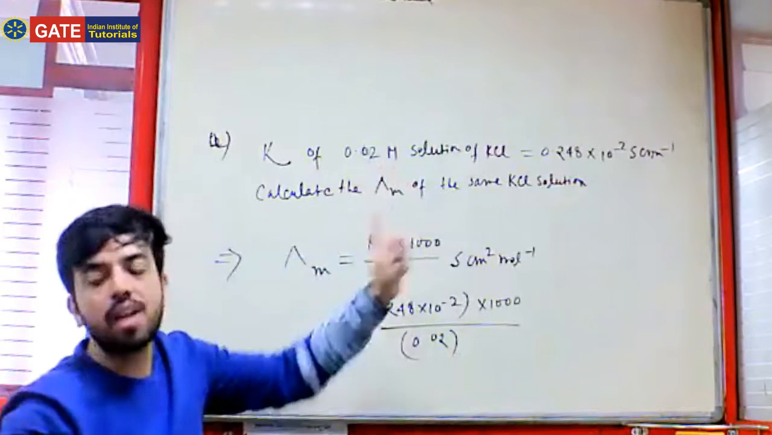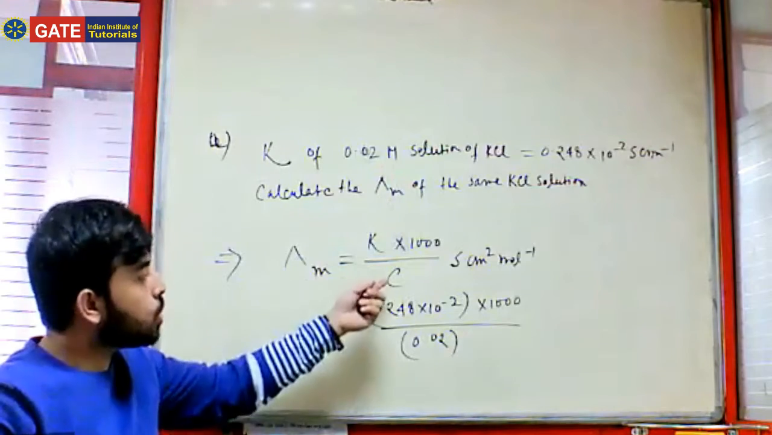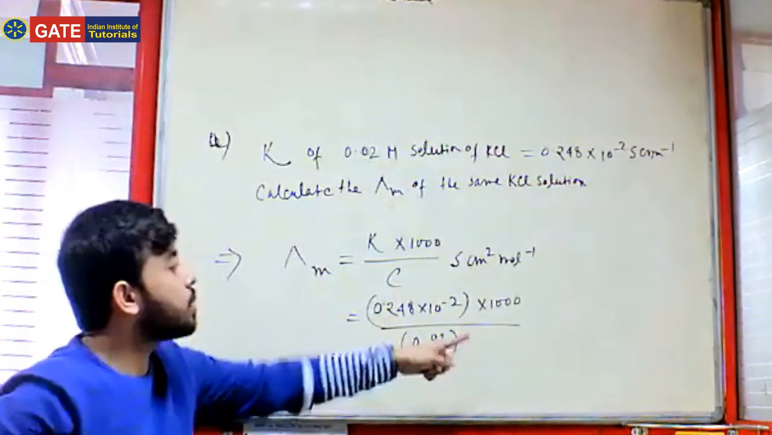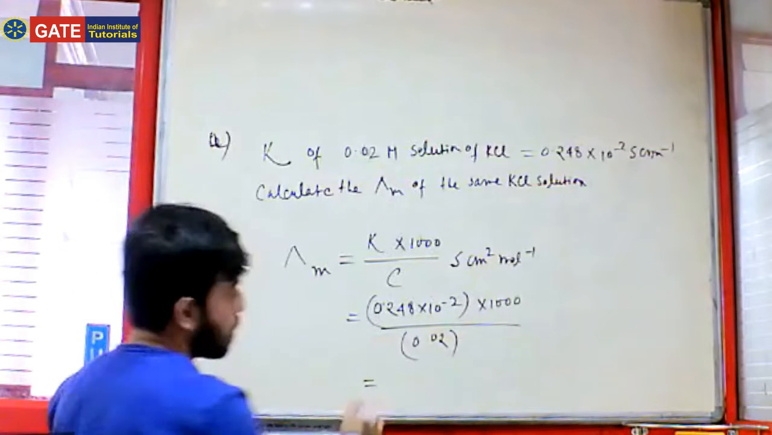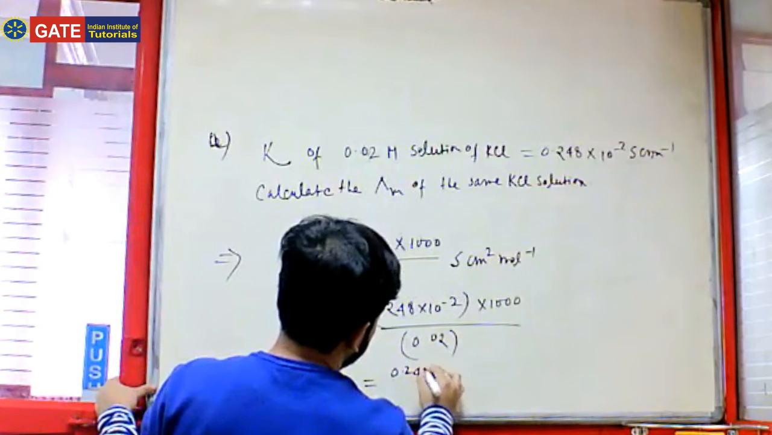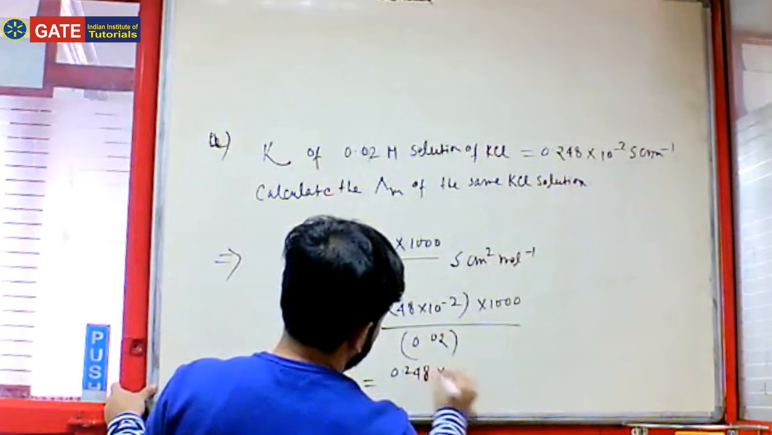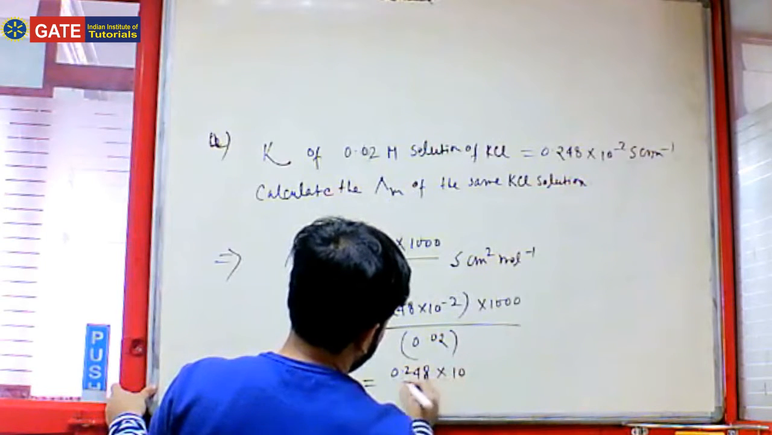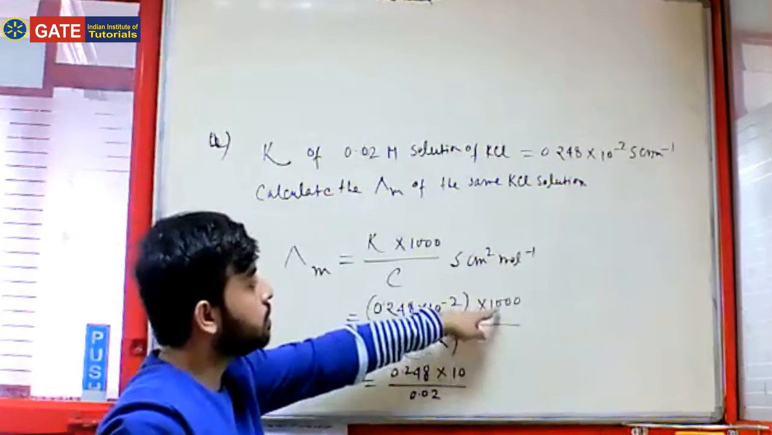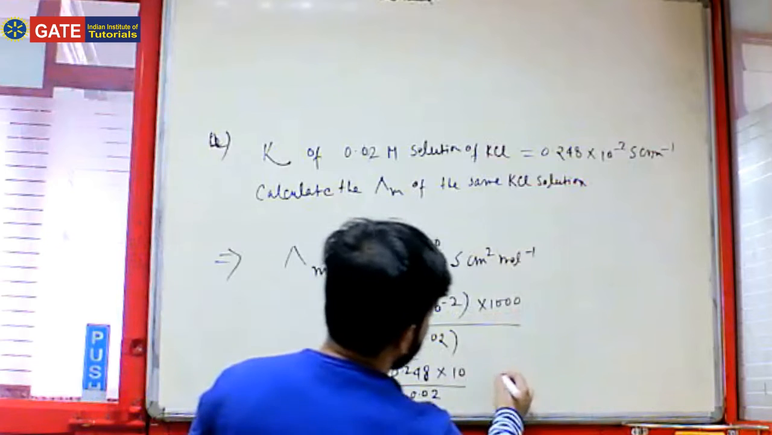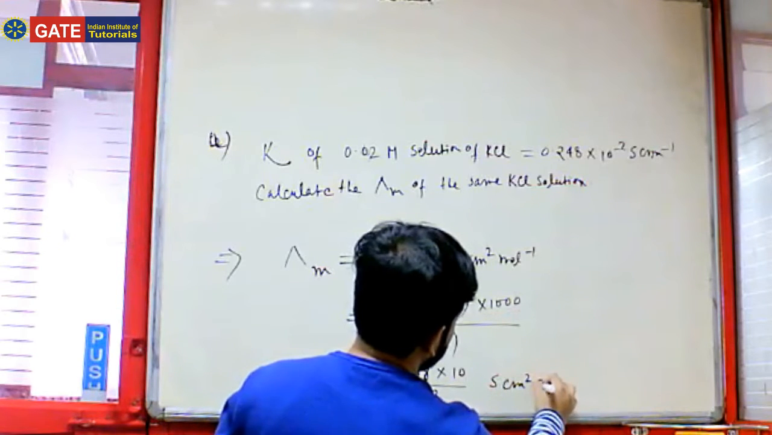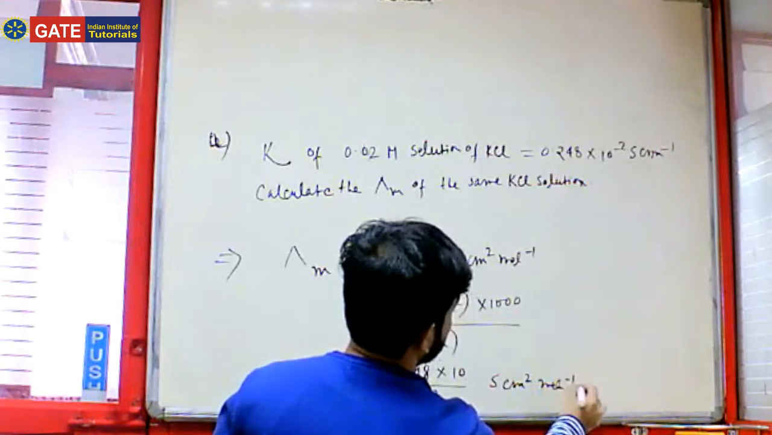Molar means mole per liter. I told you, for concentration you put mole per liter. Whatever value is coming, it will come. Whatever you calculate, the value will come. So if I simplify this, the powers add up, and if you calculate this, it will come in Siemens. Understood?